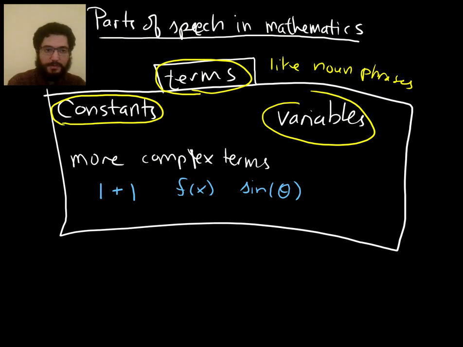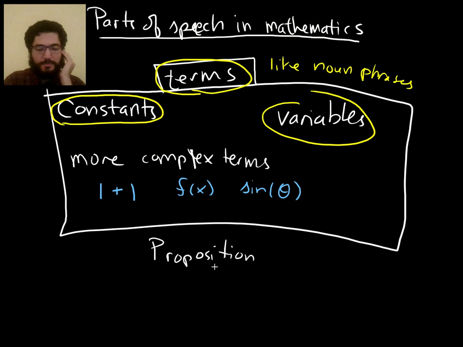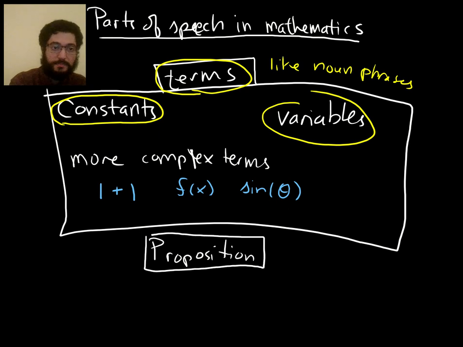So what's the 4th one? So the 4th and last part of speech that we will focus on is proposition. And sometimes people distinguish between propositions and predicates for the purposes of logic, but we're just not going to make that distinction. So for us, proposition is just going to mean a string of symbols that makes a mathematical assertion. So you can think of it like a sentence.